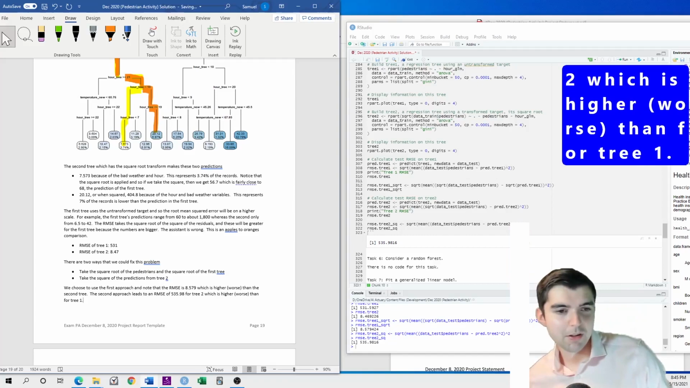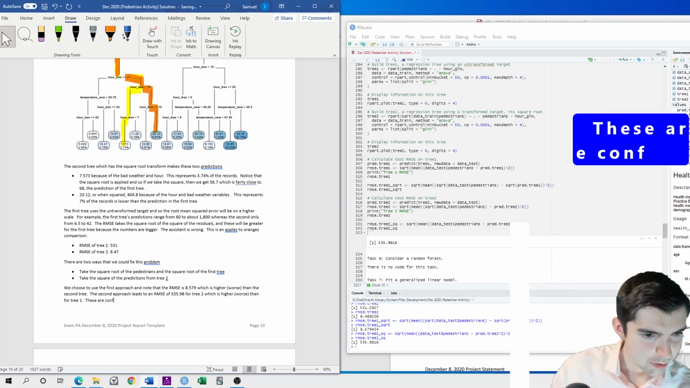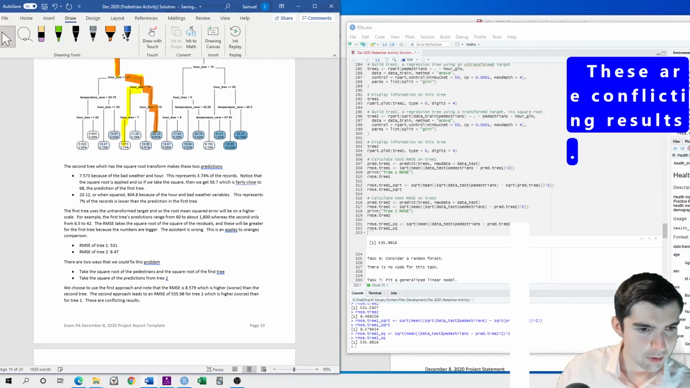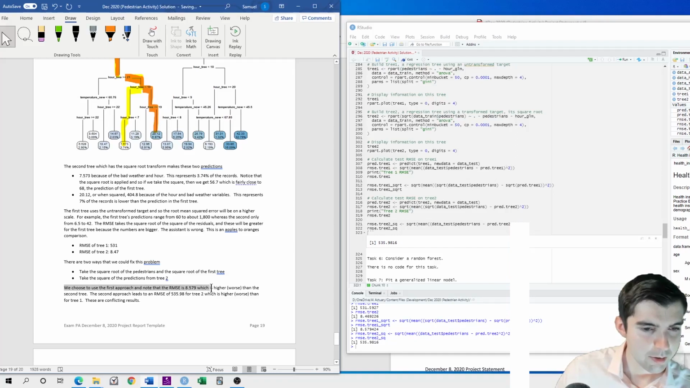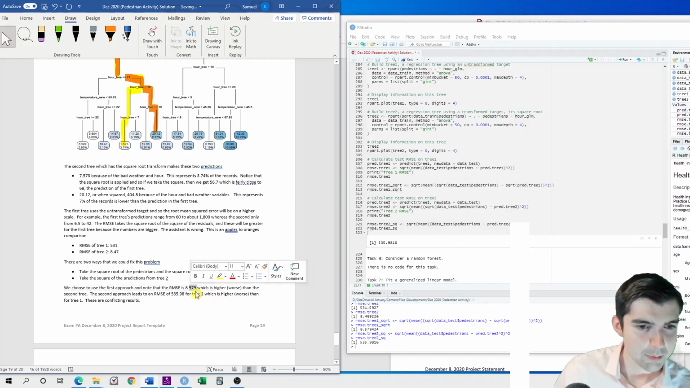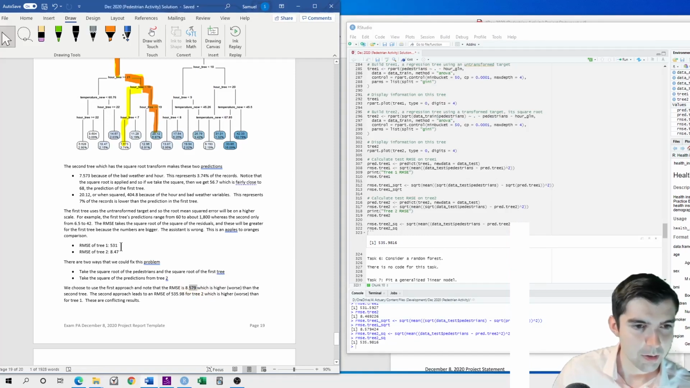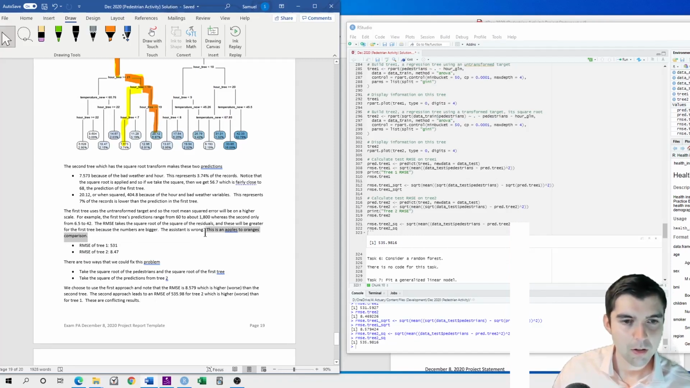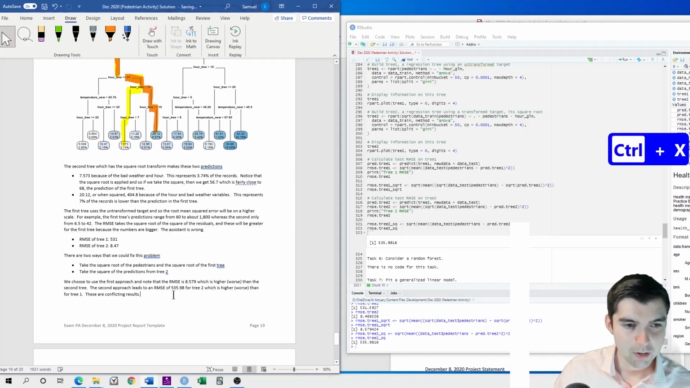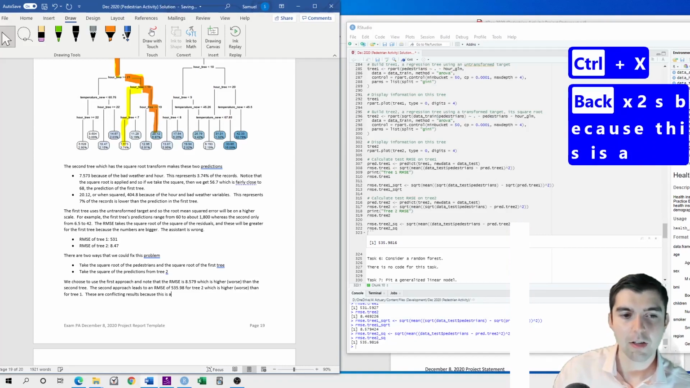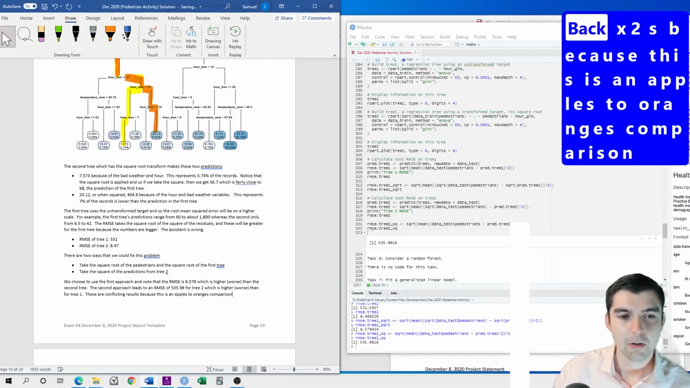Right, so if we use the first method, these are conflicting results. Because if we do this, it says that the RMSE is 8.5 for tree 1, so that means that tree 2 is better. And if we do it the other way, it says that RMSE for tree 2 is 535, which is worse than tree 1. So I would say these are conflicting results because this is an apples to oranges comparison.